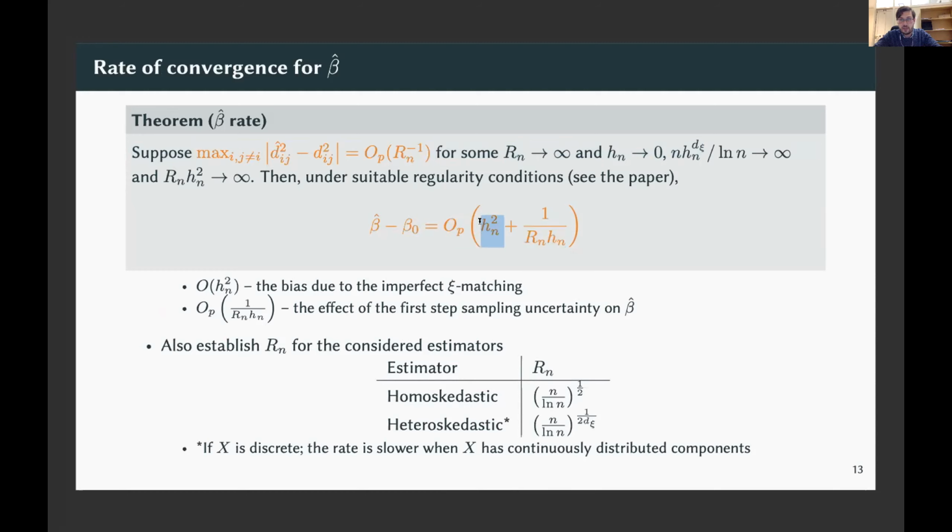So here, this bandwidth squared captures the bias introduced by this imperfect xi matching. As bandwidth goes to 0, this bias disappears eventually. And the second term essentially captures how this uncertainty from the first step propagates to the second step estimation of beta. So that's it. I also verify this condition, and I derive rates for my estimators in different settings.